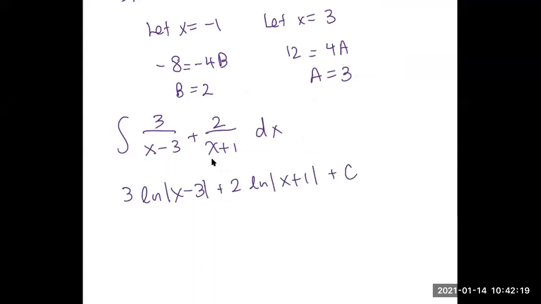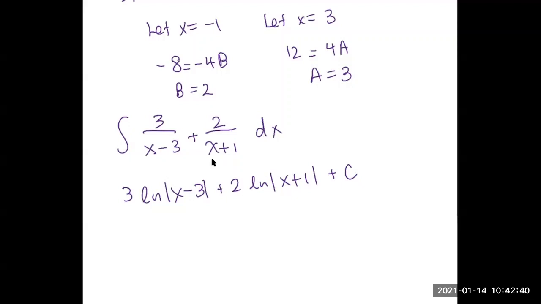And once again, when you are doing non-calc, it's not essential that you combine these logs, but it is possible on a multiple choice that the logs were combined. So in which case you would move the 3 up, you would move the 2 up, and then combine it as a product.